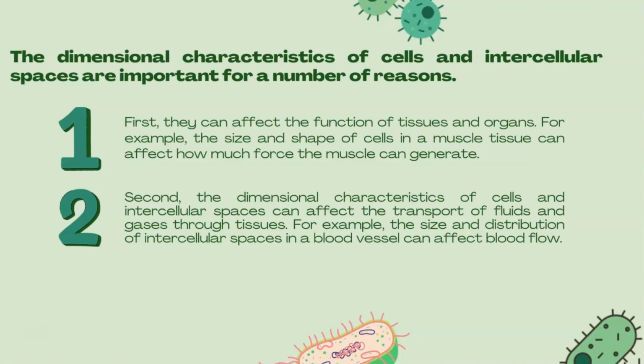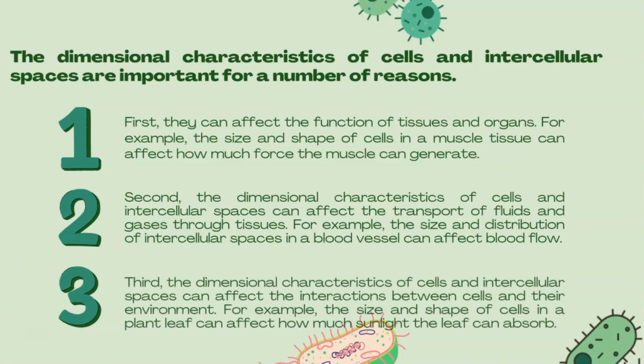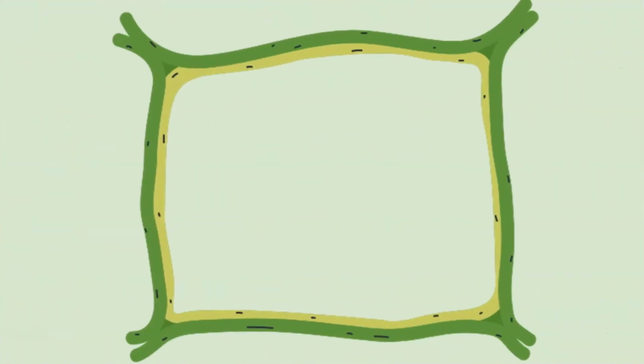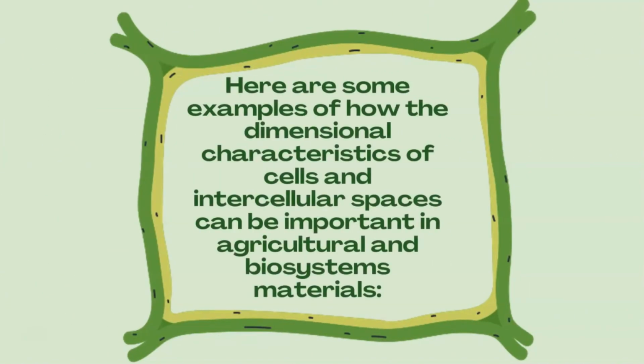For example, the size and distribution of intercellular spaces in a blood vessel can affect blood flow. Third, the dimensional characteristics of cells and intercellular spaces can affect the interactions between cells and their environment. For example, the size and shape of cells in a plant leaf can affect how much sunlight the leaf can absorb.